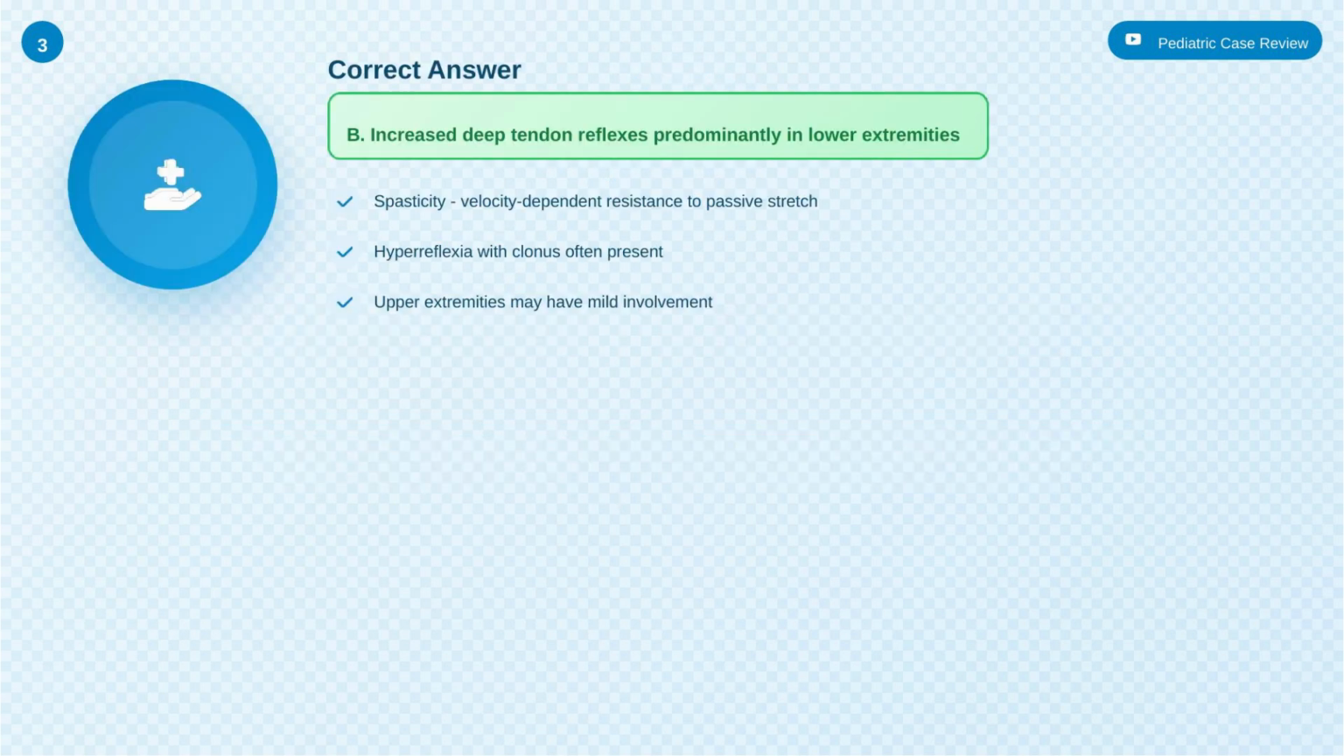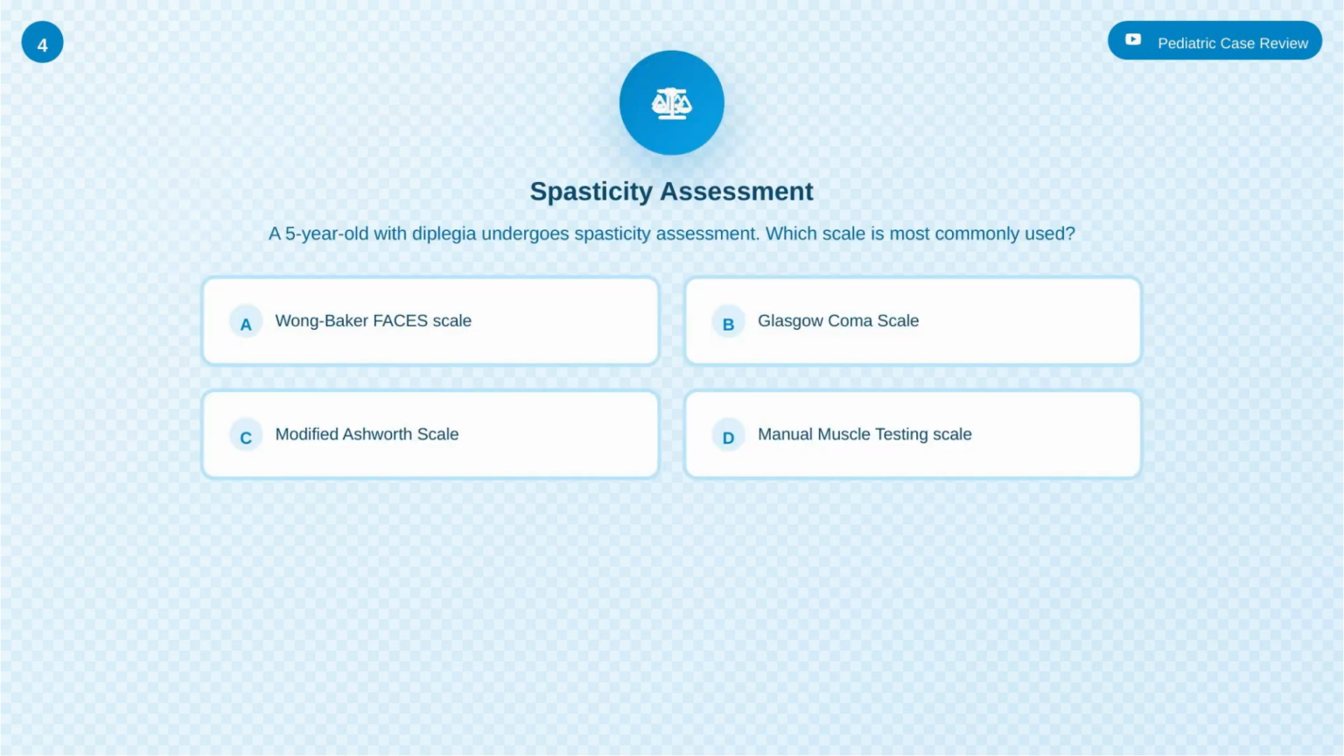In diplegic cerebral palsy, we typically find increased deep tendon reflexes predominantly in the lower extremities. This reflects the underlying upper motor neuron pathology. Spasticity, defined as velocity-dependent resistance to passive stretch, is the hallmark finding. Hyperreflexia with sustained ankle clonus is common, while upper extremities may show mild involvement, but to a lesser degree than lower limbs.